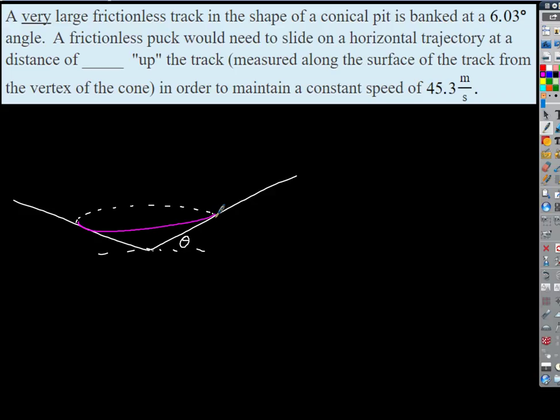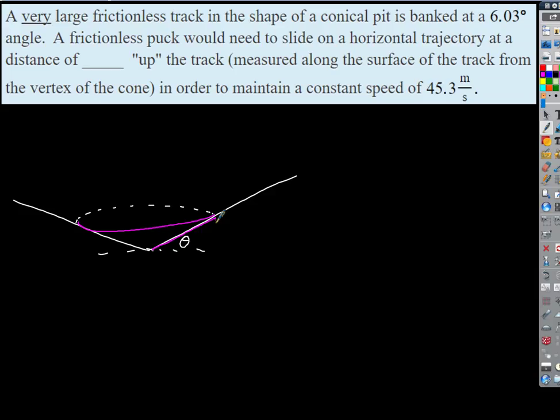So there's the path it's making. We want to know what is this distance up the track where it's coasting? How far up the track is it coasting? And all you're given is the banking angle and the speed. You've got to tell me how far up it's moving. How can you even figure that out? And you can, which is what's so cool about this. It doesn't seem like you could, but you can.